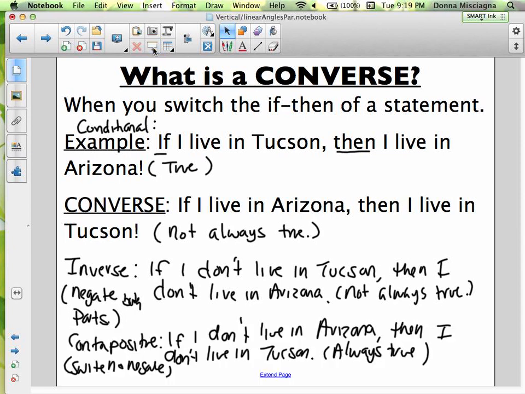I'm actually going to do this. I'm tired of scrolling that down. And finally, the contrapositive. There you do both things. You do the converse, so you switch them. You do the inverse, you negate. If I don't live in Arizona, then I don't live in Tucson. And that is always true.